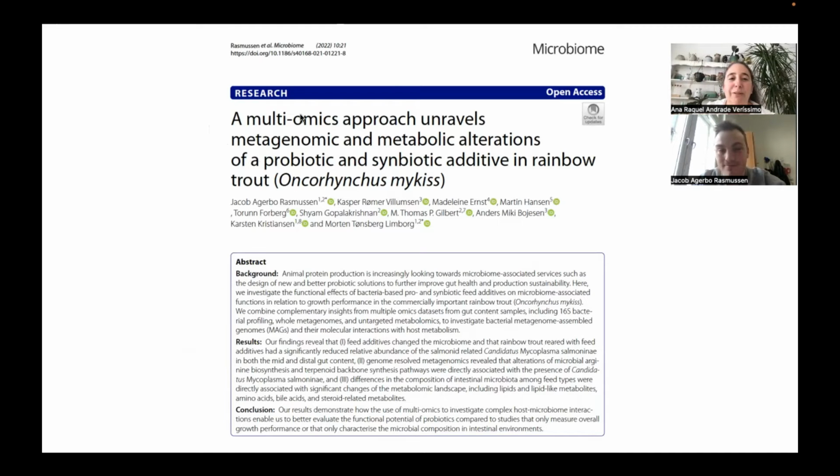So it's called a Multiomics Approach. So what is this multiomics thing? Unravels metagenomic and metabolic alterations. So what are these metagenomic and metabolic alterations of probiotic and symbiotic additives? So what are probiotics and symbiotics in rainbow trout? I think that part we understand. So it is something that happens in rainbow trouts. Jacob, let us know in short, what does this all mean?